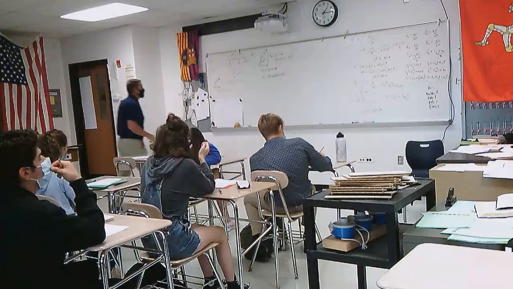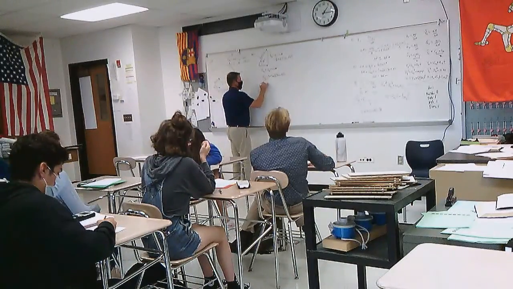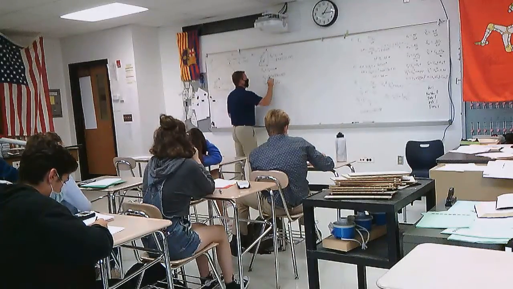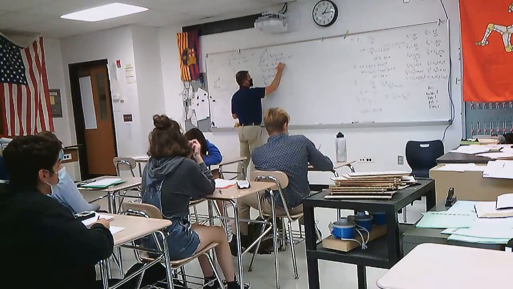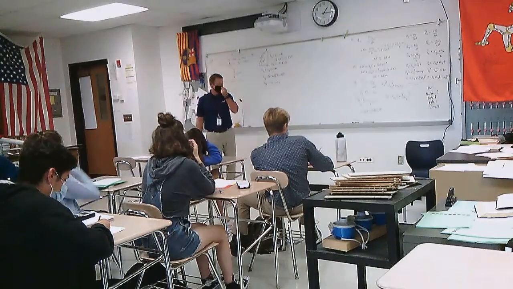Isabel, you got numbers for this? What did you get for the x component? 16.07. We'll call it 16.1. And what did you get for the y component? 19.15. We'll call it 19.2. You got confirmation on those two? Okay, good.